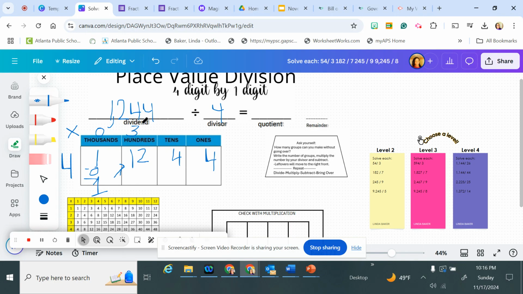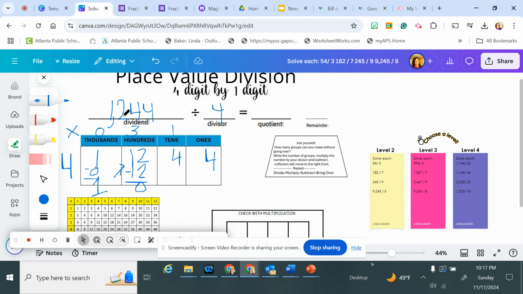And now whatever I write up here, I multiply by my divisor. 4 times 3 is what? It is 12. So I take the 12 and I subtract. And I have nothing left over. So I don't have to put a 0 in front of the 4 tens. Okay. Now I go back and repeat. How many 4s can I get out of the 4 tens? And the answer is 1.